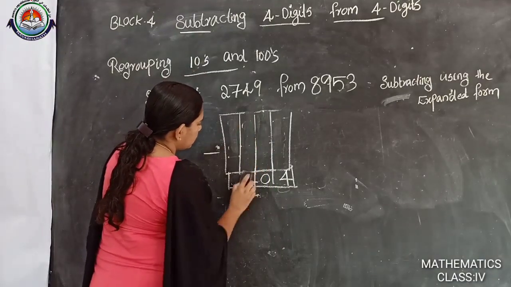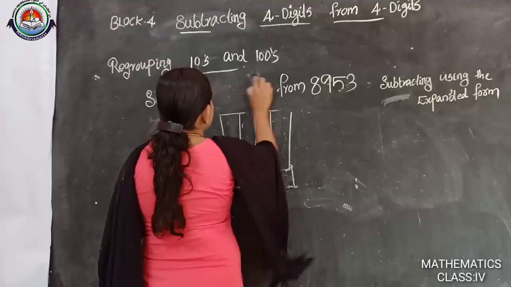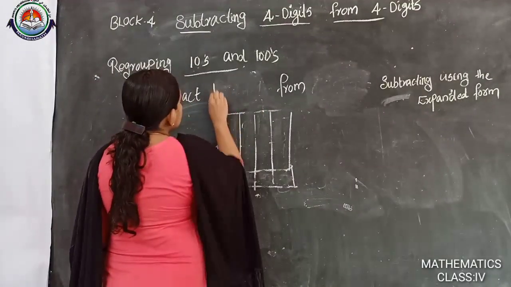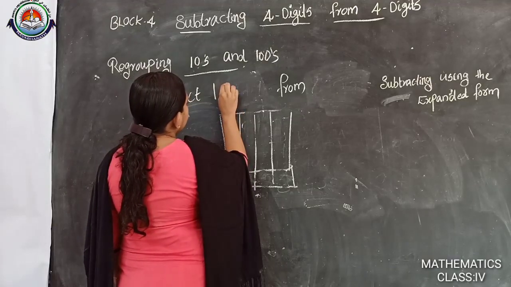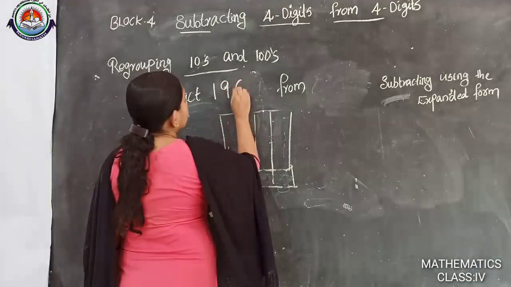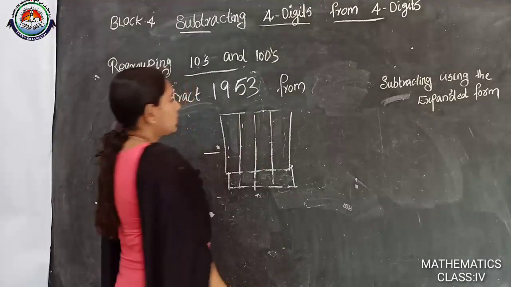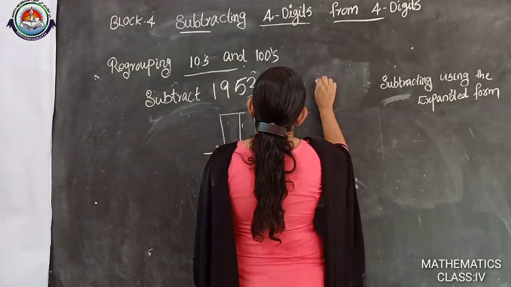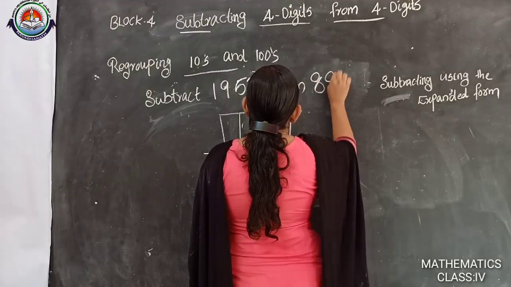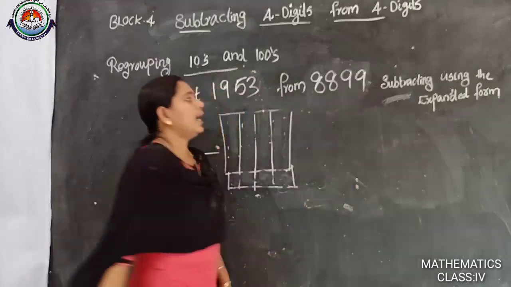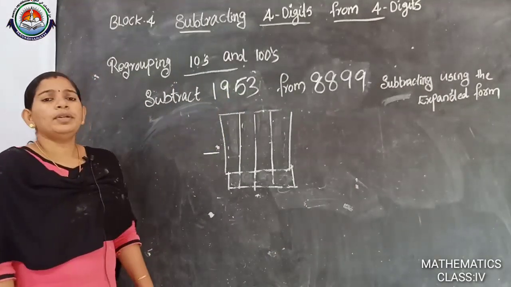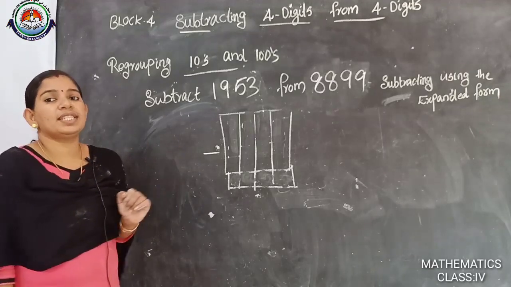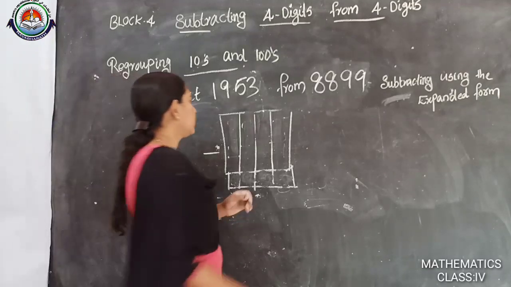Subtract 1,953 from 8,899. You do this alone. After doing it, you check the answer from the board.